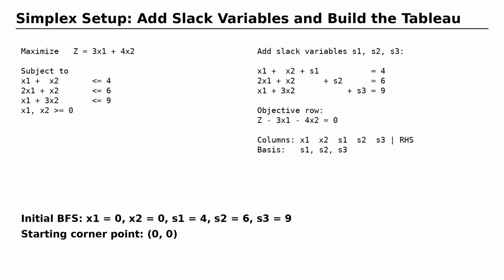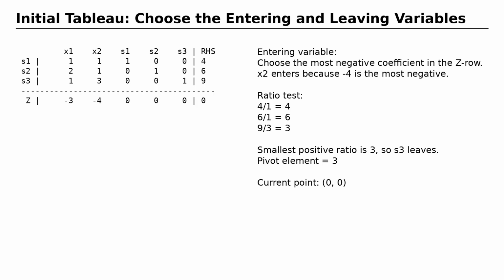Slack variables and Tableau setup. We now move from the graphical method to the simplex method. First, we convert each inequality into an equation by adding a slack variable. So constraint 1 gets S1, constraint 2 gets S2, and constraint 3 gets S3. These slack variables measure unused resources. We then write the objective row as z minus 3x1 minus 4x2 equals 0. This is the initial simplex tableau.